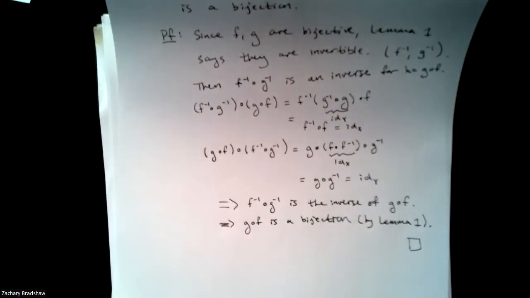So lemma 1 tells us that a map is bijective if and only if it's invertible. We just found an inverse, and therefore the map is bijective. And that completes the proof. Okay, we have these two lemmas now.